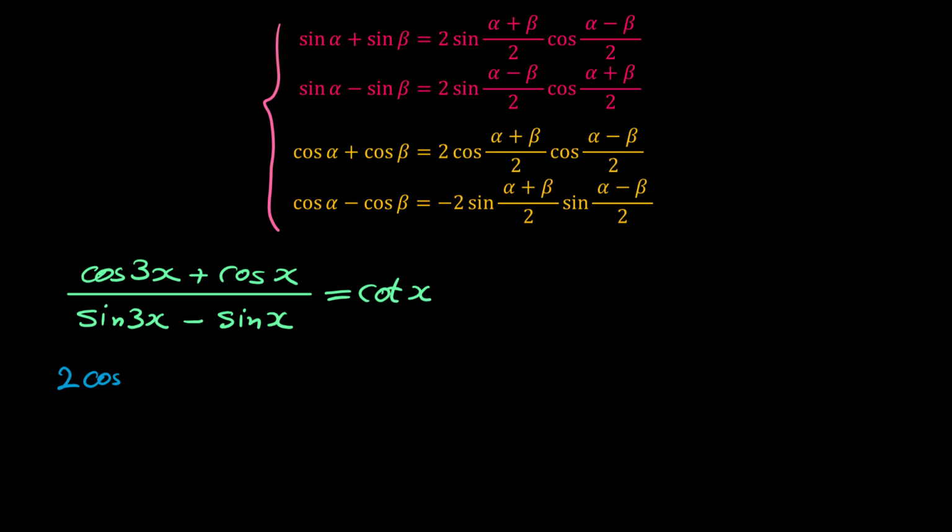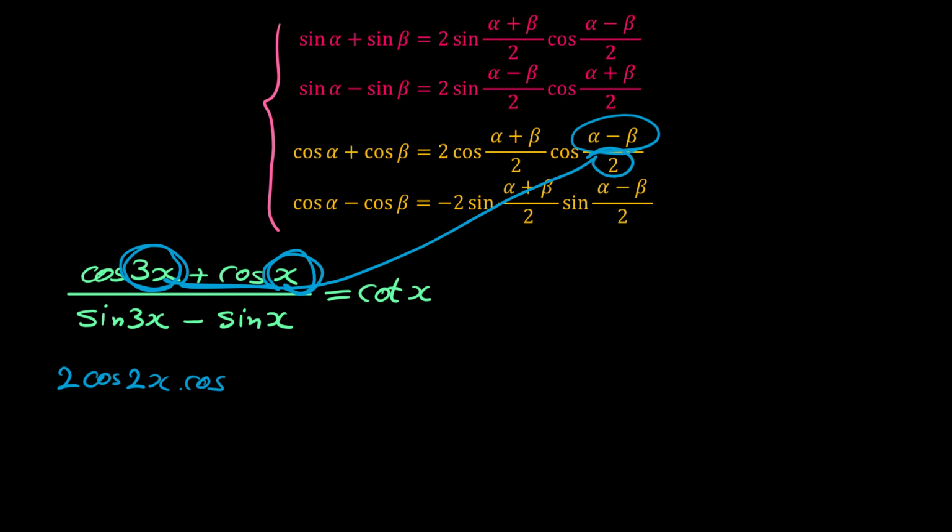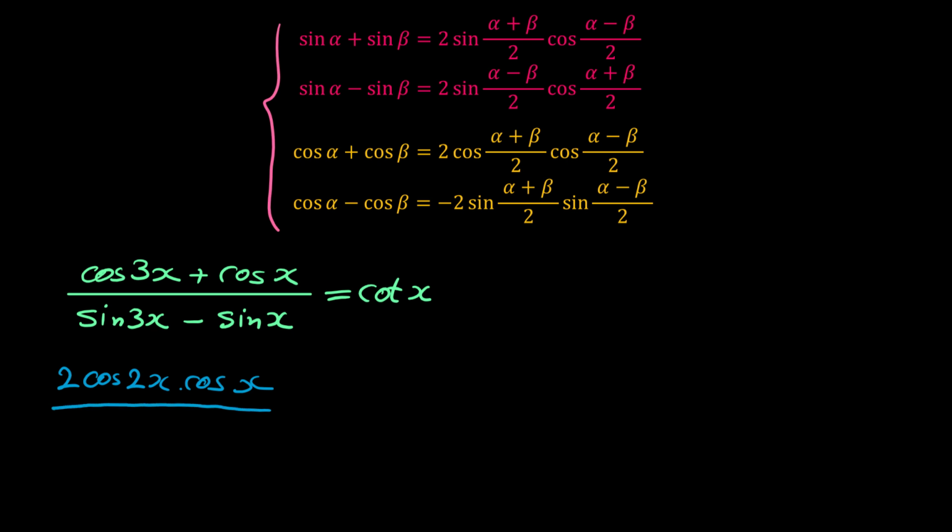3x plus x is 4x. 4x divided by 2 is 2x. So 2 cosine of 2x times cosine of alpha minus beta. Alpha is 3x, beta is x. 3x minus x is 2x. 2x divided by 2 is x. So the numerator can be written as 2 cosine of 2x cosine of x.